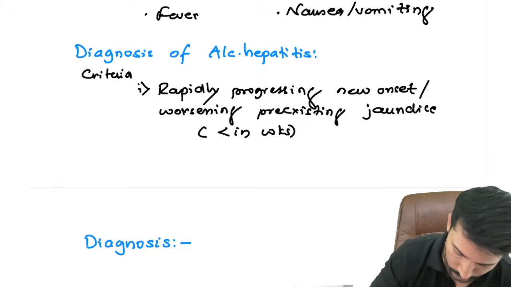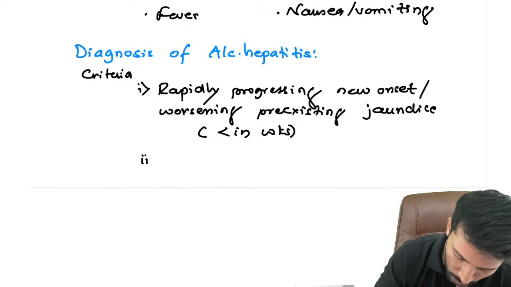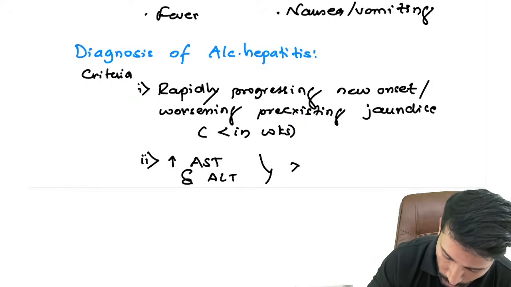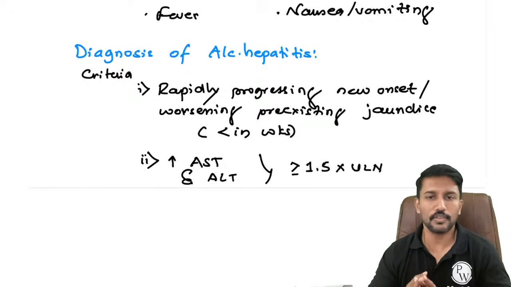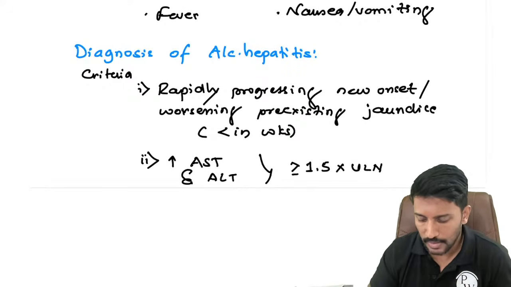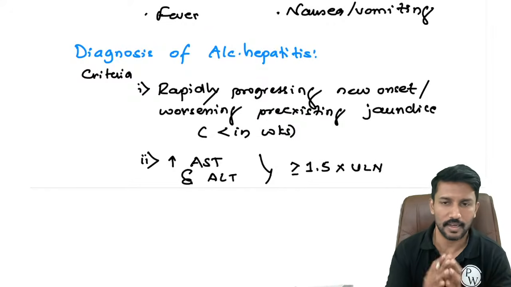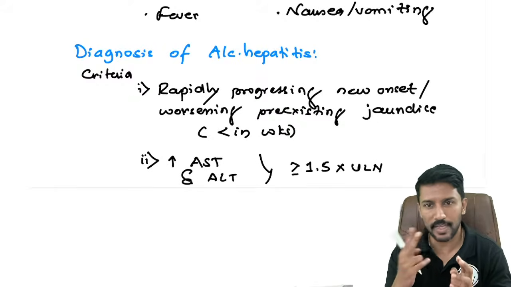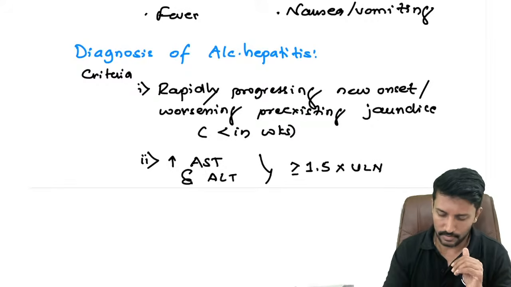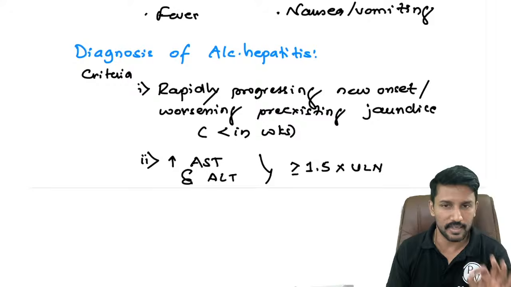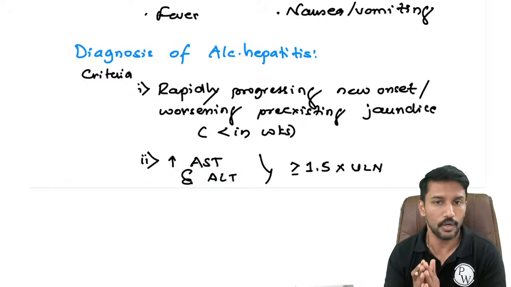Second thing is, because we're talking about an acute condition, there should be an increase in AST and ALT levels more than or equal to 1.5 times the upper limit of normal. In majority of the labs, the upper limit of normal for AST and ALT will be around 40 to 48, around 50. So 1.5 times that, right? It should be there. So without the elevation of AST, ALT, I can't call it hepatitis. To say itis, at least ALT should be elevated, right?